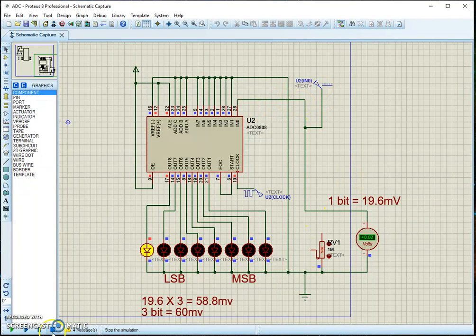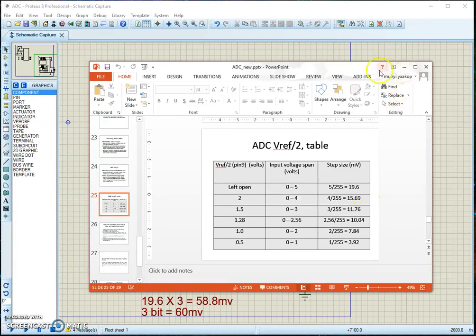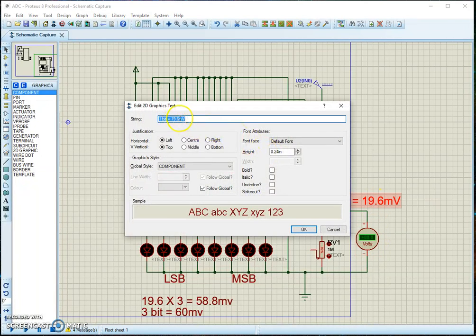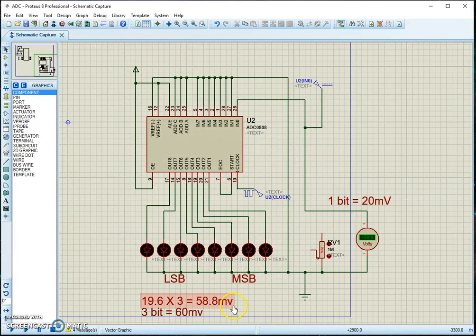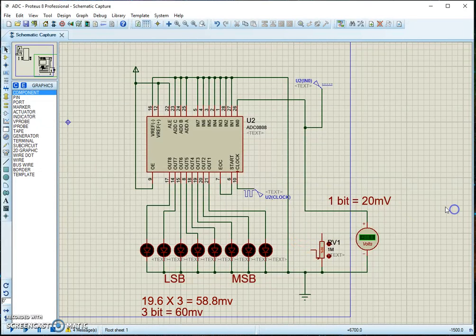So let's say, we know that using the table here, one step or one resolution bit is equal to 19.6 millivolt. If we round that number up, it should be around 20 millivolt per step. Okay, 20 millivolt per step.